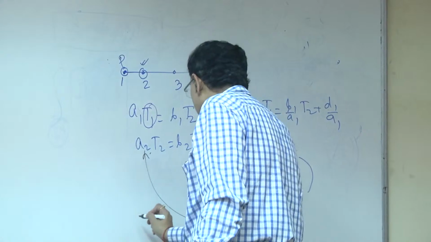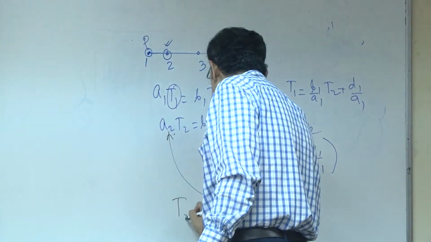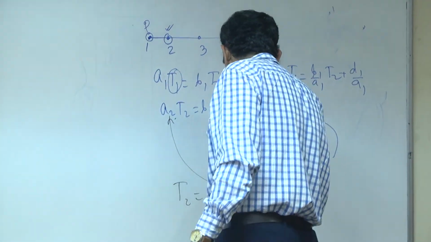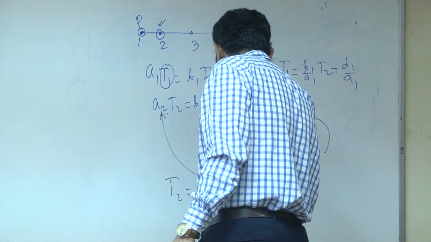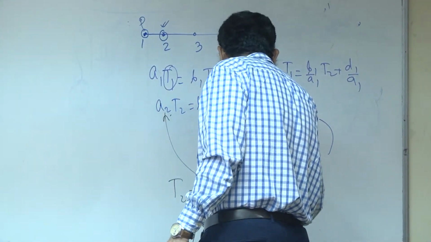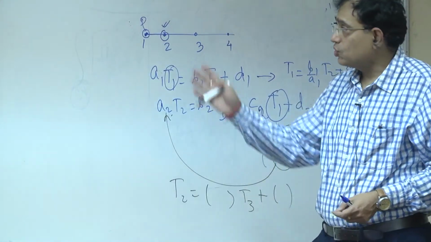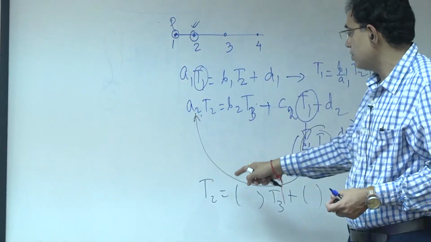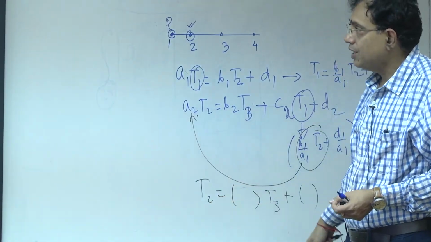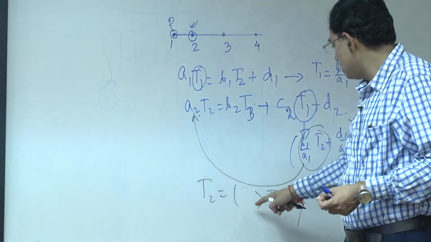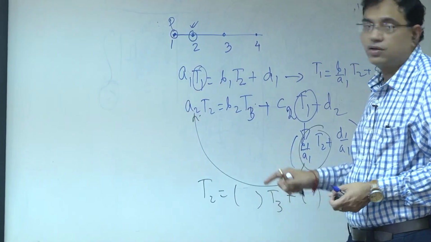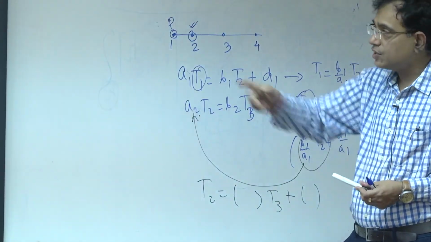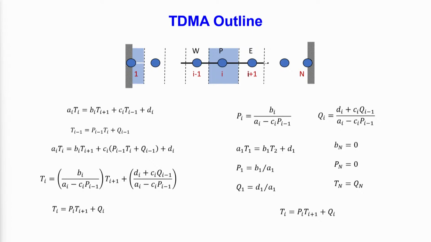So you can write it now T2, and if you clean it up, that T2 will be a function of some constant into T3 plus another constant. So the boundary is helping to write in this form that T at one point is a coefficient into T at the next point plus a constant. So that is why we can write that in the form Ti minus 1 is equal to Pi minus 1 Ti plus Qi minus 1, okay.